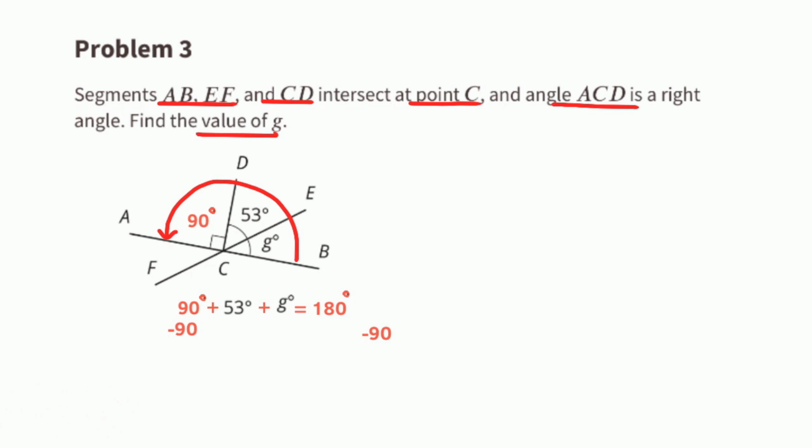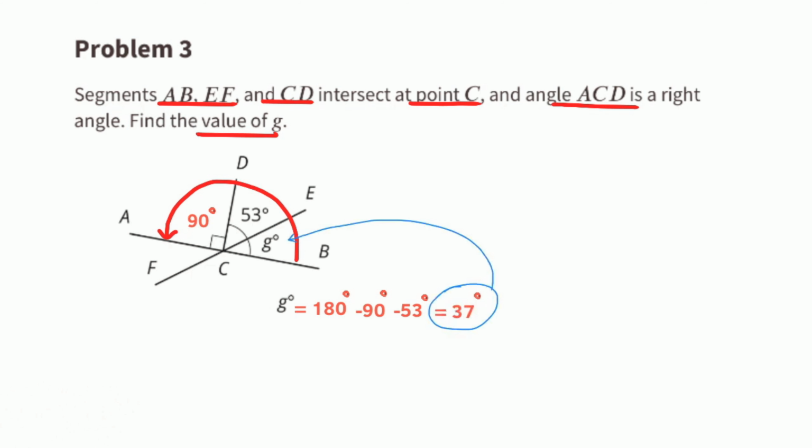To find G, we can do 180 degrees minus 90 degrees minus 53 degrees. G equals 180 minus 90 minus 53, which is 37. So G is 37 degrees.